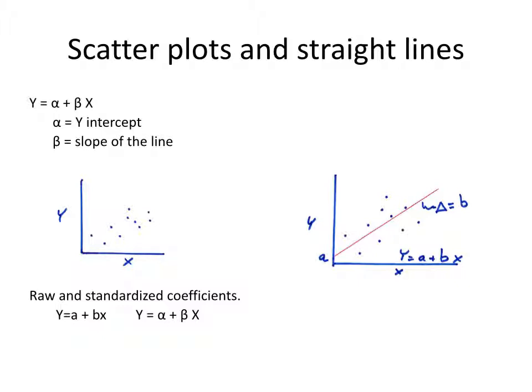The difference is that we use raw coefficients whenever we're using raw data, and we use standardized coefficients whenever we're using standardized variables. And a standardized variable, as we've seen before, is the variable value minus the mean for that variable divided by the standard deviation of that variable. And whether we use raw scores or standardized scores determines what sort of applications we can make.